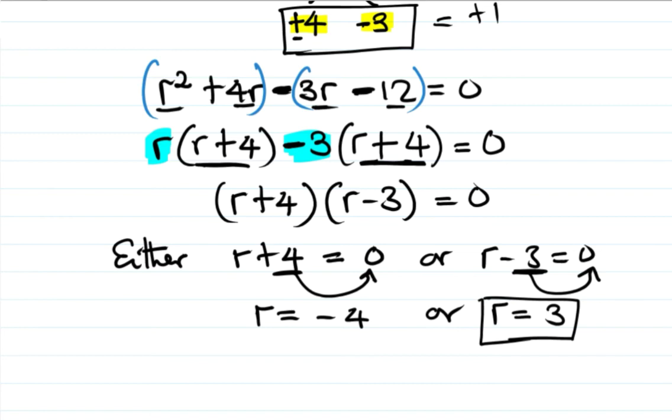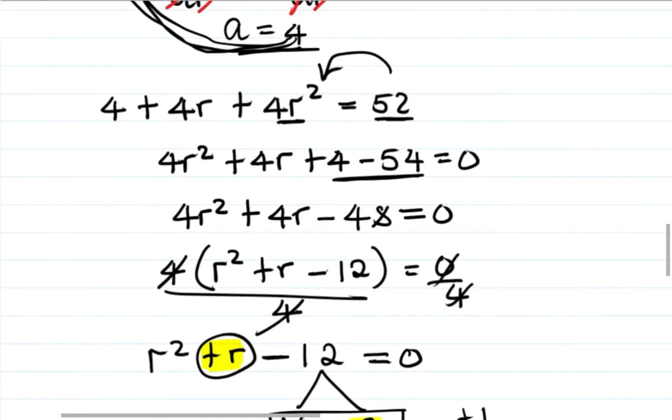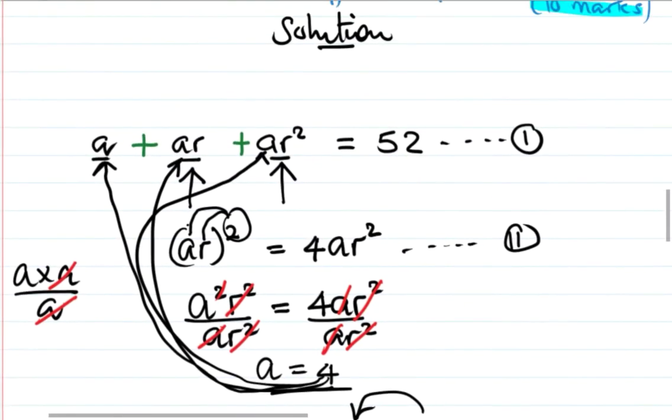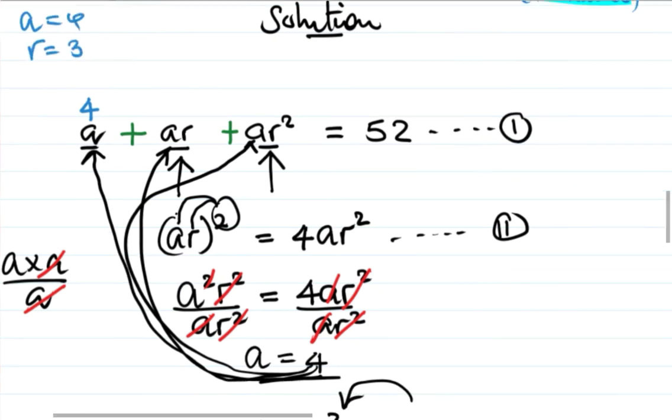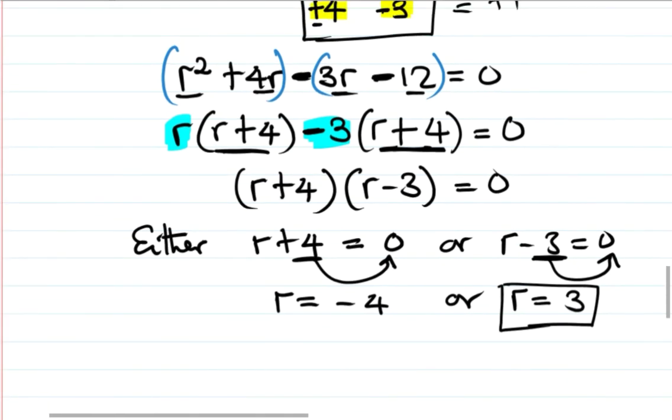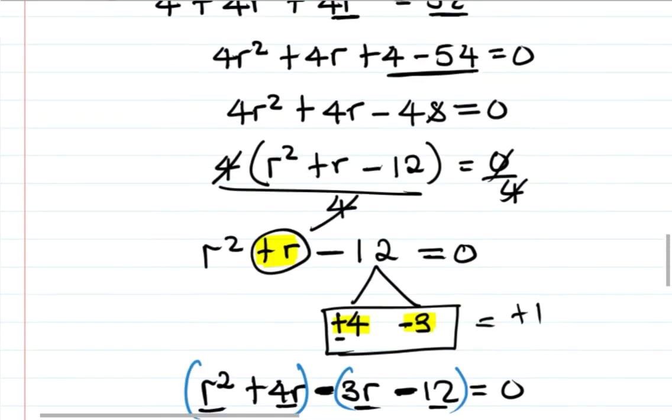That is R. Then next, the question says R is the first number, so it's not R that is 4, but A that is 4. And R, that is 3. We take positive 3, because the question says it's a positive number, not a negative number. That's why I've ignored this one.